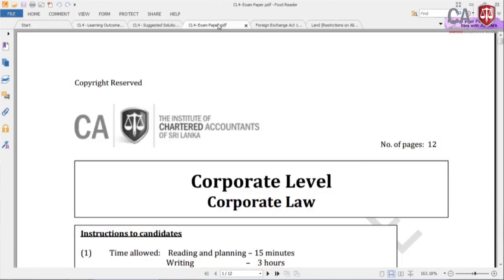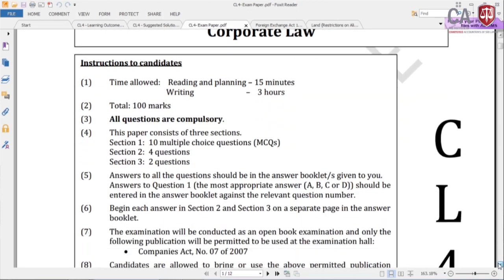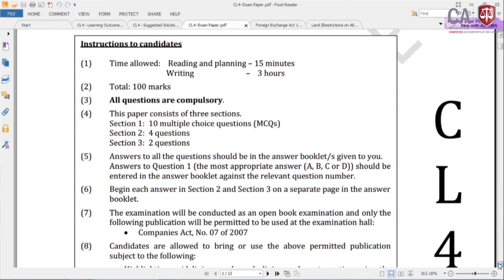Now let me thereafter take you through the 2021 March examination paper. And as you know, there are instructions to candidates which you really have to go through properly in order to understand what is required of you. So, do not rush into the paper when you obtain it at the exam. As it is stated here, you can allocate 15 minutes first of all for reading and planning.